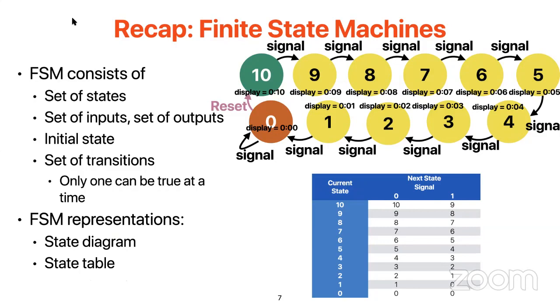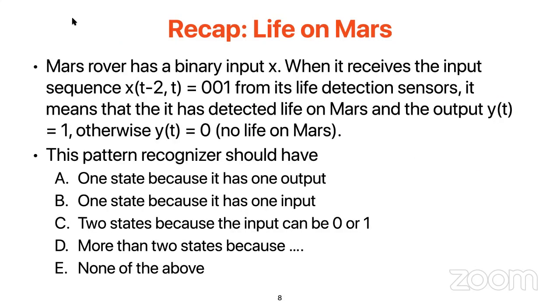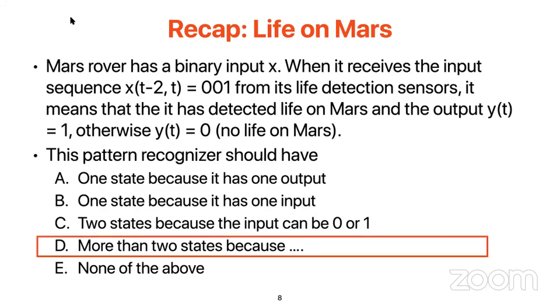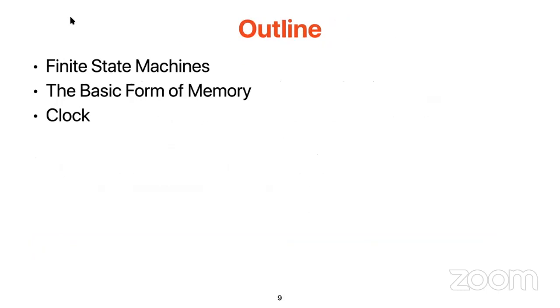So the last time we talked about this question, it is actually a sequence, or say a token recognizer, trying to recognize the token 001 from Mars. And the most popular answer at that time was C, which says that you think only two states are enough. However, it's not the case. So right now, I'll continue on this discussion.